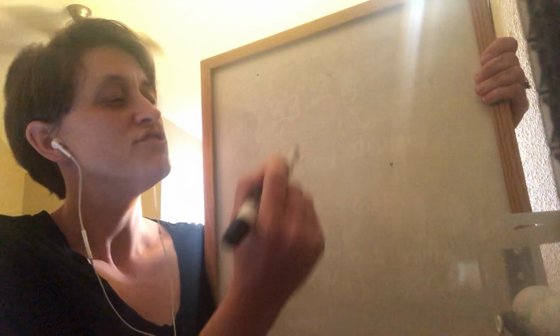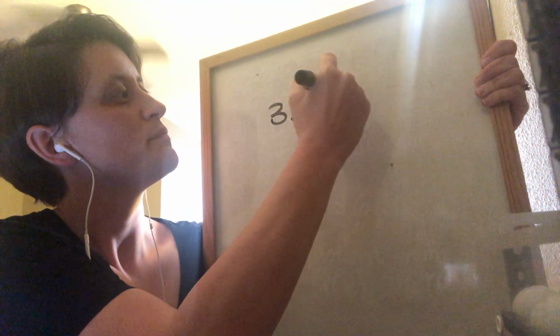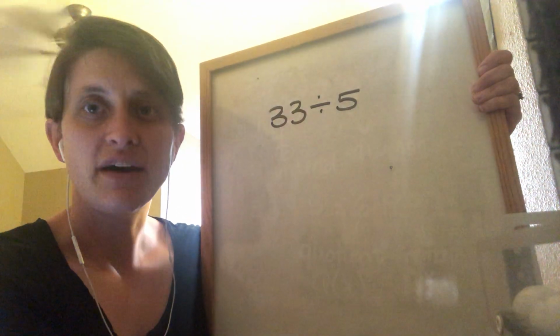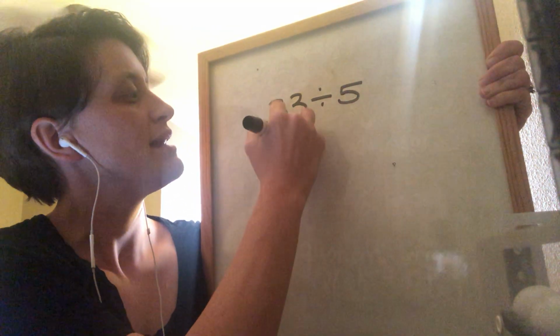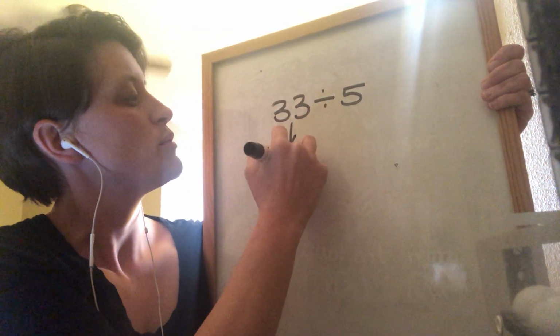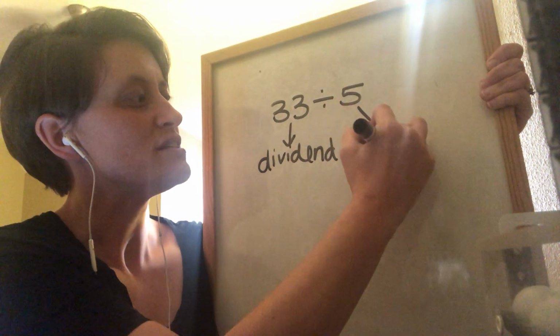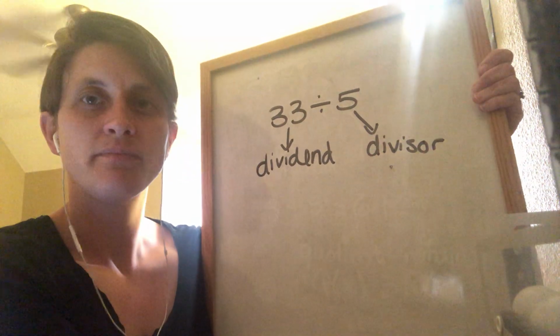So let's start with looking at division of just numbers that we're pretty familiar with from elementary school. Let's say we wanted to do 33 divided by 5. Well, those are two pieces, right? And they had names. This thing we were dividing is called the dividend. This thing we were dividing by is called the divisor.